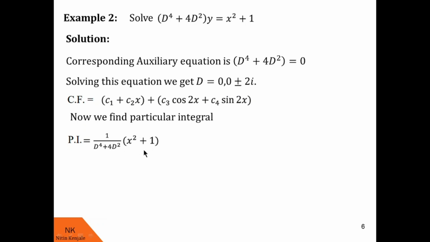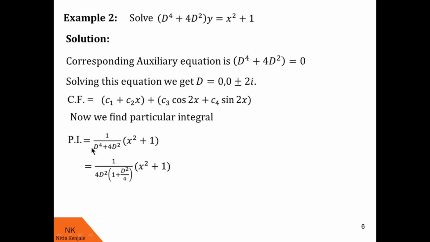Since this RHS is an algebraic expression in x, first we write this f of D as 1 plus phi of D or 1 minus phi of D. To do so, we will take out the least degree element from this f of D. So let us take out 4D square from this f of D. When I take out 4D square from here, we will have 1 at this place, so that I am writing first.